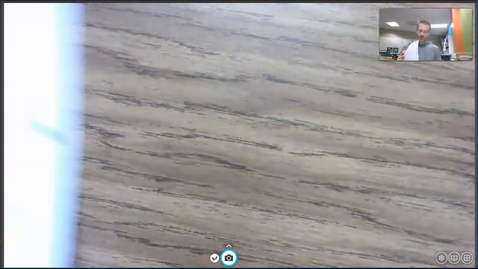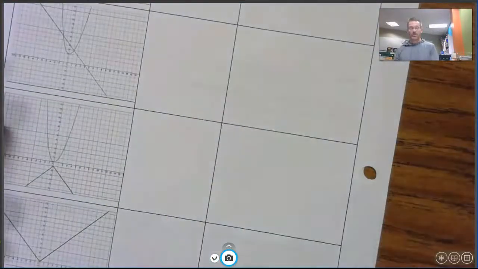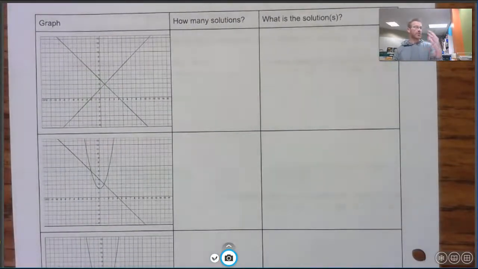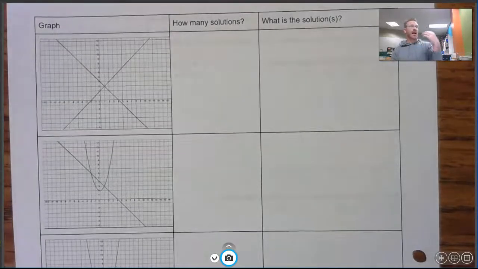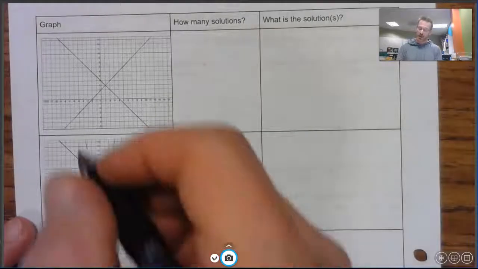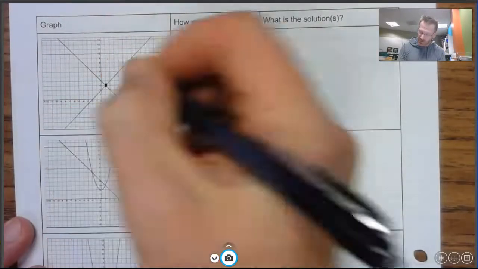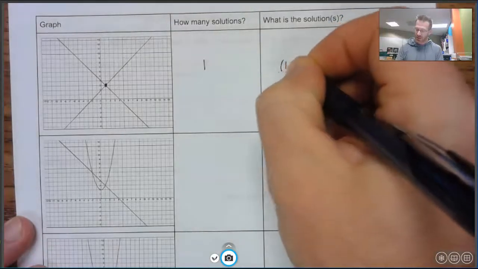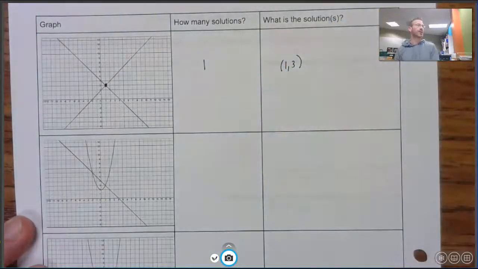All right, now looking at graphs, right? So now we drew them. Now can you go the opposite way, right? Can you look at a graph, tell me how many solutions and what is a solution? So notice we have two lines here, and can you see that they intersect once, right? So how many solutions do we have? We have one solution because there's one point of intersection. And what is that solution? That solution is the point (1, 3).